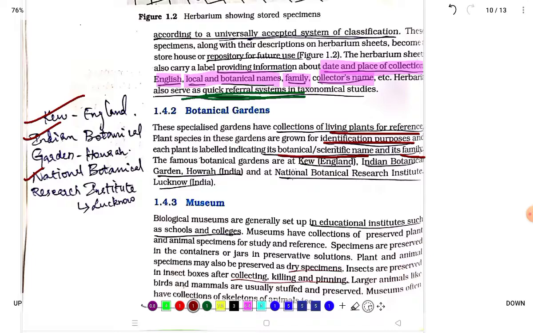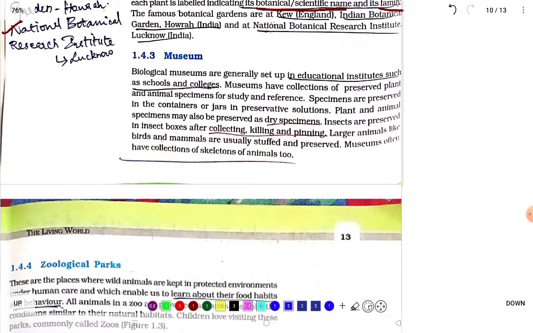Kew in England, Indian Botanical Garden in Howrah, National Botanical Research Institute in Lucknow. Next is the museum. Biological museums are generally set up in educational institutes such as schools and colleges. The museum has a collection of preserved plant and animal specimens for study. In case of herbarium, it has only plant specimens. In case of museum, it has both plant and animal specimens for study and reference.